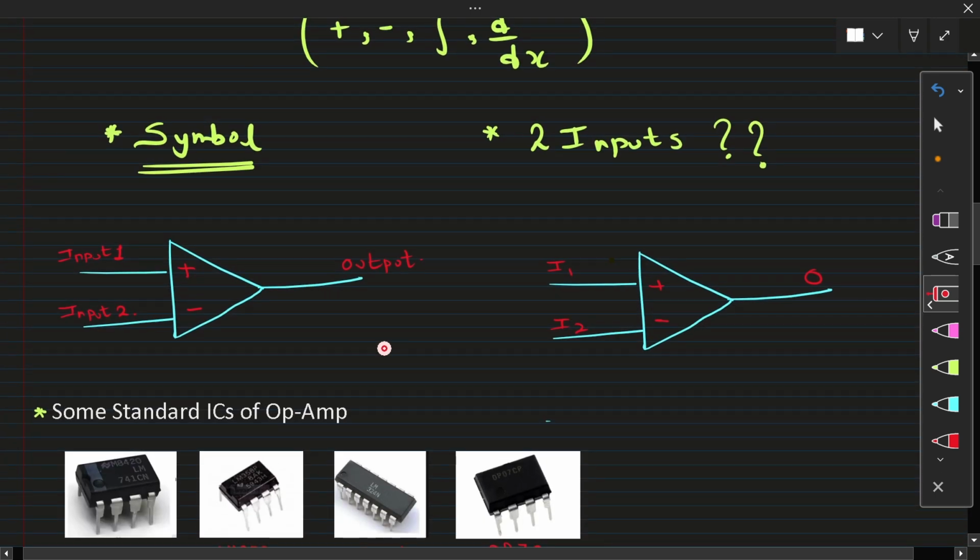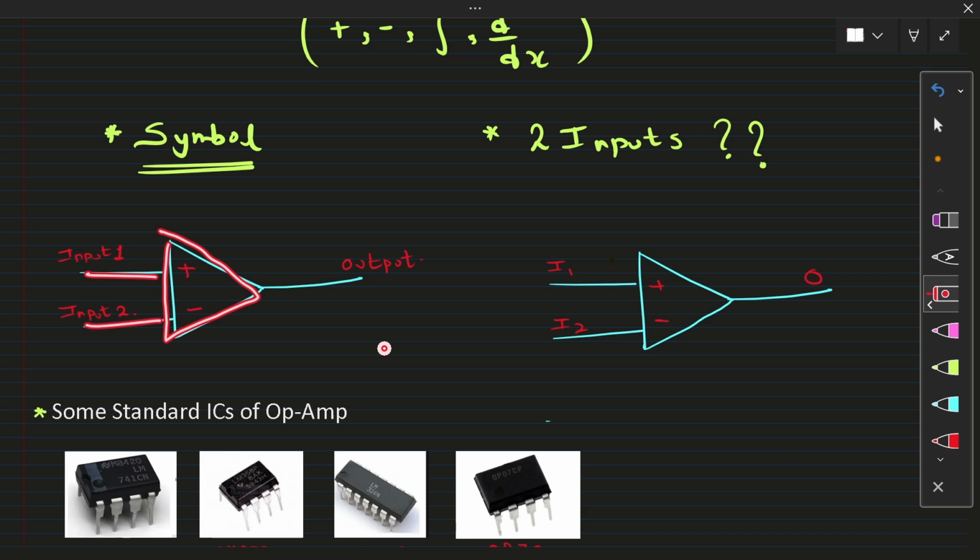Now let's see the standard symbol of an operational amplifier. The standard symbol is a triangle, and here you have three terminals: input one, input two, and the output. Input one is denoted as plus and input two is denoted as minus. What this plus and minus signify, we will see later.